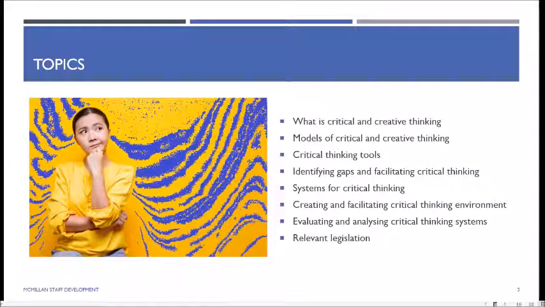We'll have a look at systems for critical thinking. As part of that, we have to develop some systems in which people can think critically about the information that's presented to them. And then we'll look at creating and facilitating a critical thinking environment.